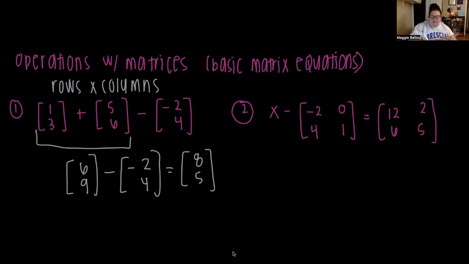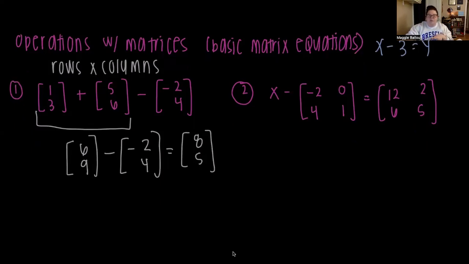It is the same thing as if I were to say x minus 3 is equal to 4. And you want to get the x by itself, you're going to add 3 to the other side. So you're going to do that with the matrix.